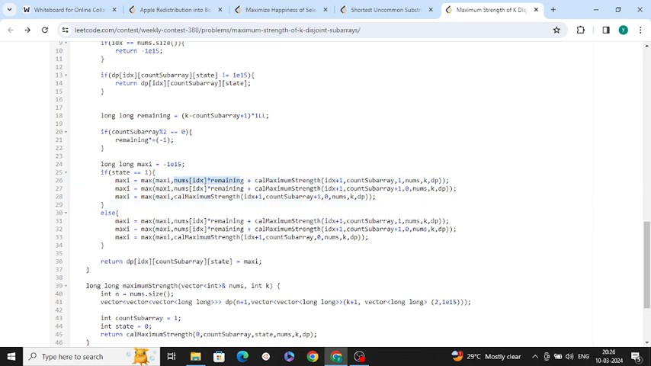Take the current value, move to the next element, and don't break the array. Still move and continue the sequence and continue that subarray. Right? So here we don't increment the subarray count because we are following the previous subarray only. We are not breaking it. So we have included the element, we haven't broken it. That's why the state is one only.